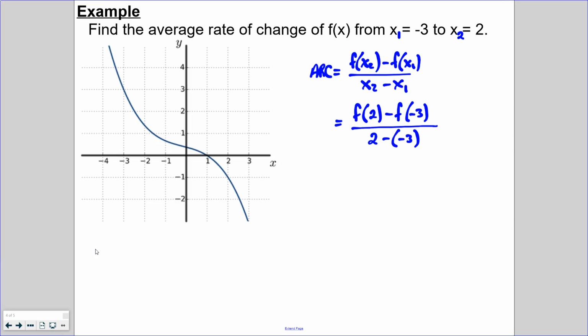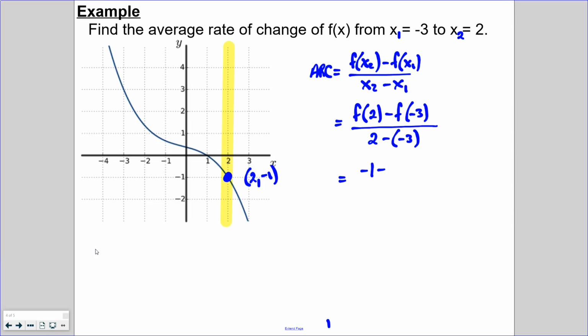Alright, so now, instead of being given a table, we're given a graph to figure out what our function values are. So if we take a look at the graph, let's look at the graph for x equals 2. We can see that x equals 2 is going to be along this line right here. And if we look at where this highlighted line at x equals 2 intersects the graph, we can see that this is going to be our point at 2, -1. So we can see that the f of 2 value is going to be -1. So it's going to be -1 minus.